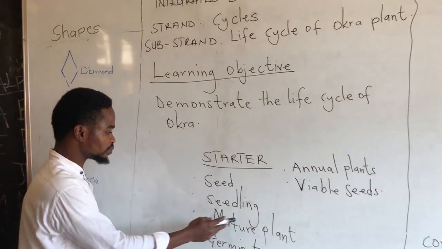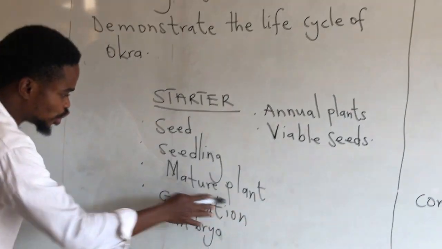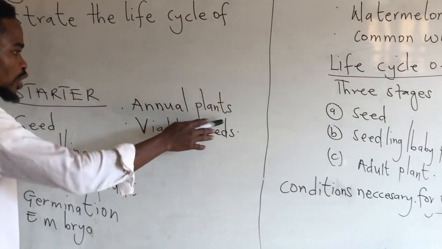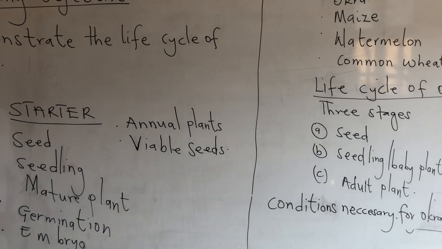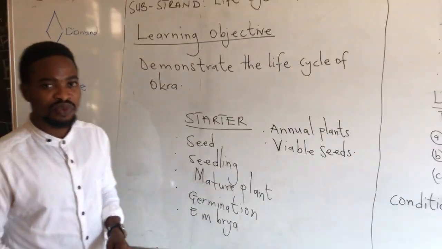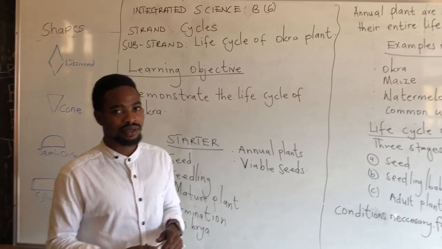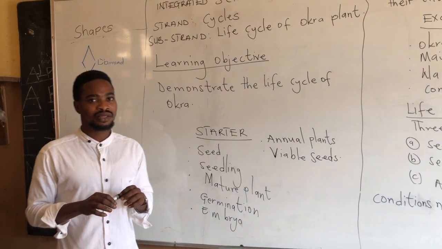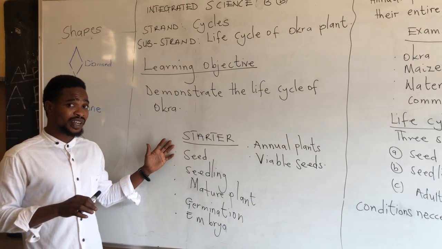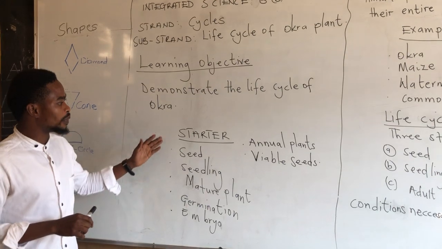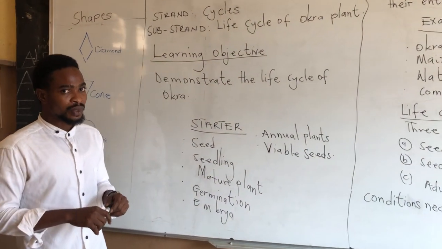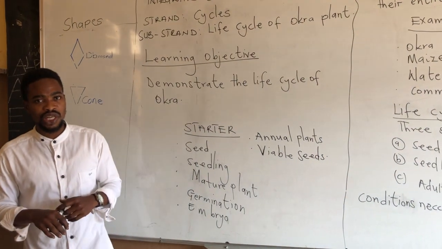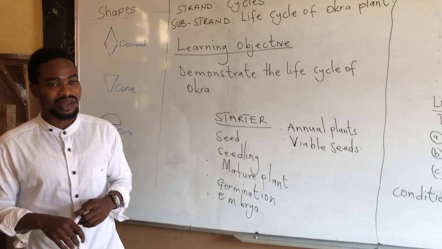We have seed, seedling, mature plant, germination, embryo, annual plant, and viable seed. Now in our previous lesson, we studied living and non-living things. And I showed you that plants are one of the living things. That was the first thing we considered. That's because most plants grow from what? Seed. We know that plants produce their own kind.